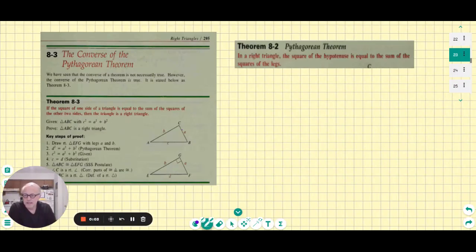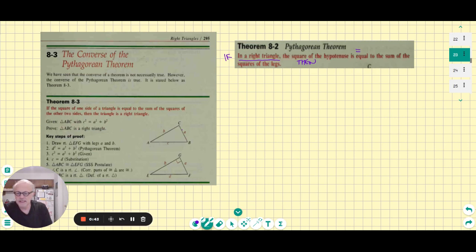All right, we're back. 8-3, the converse of the Pythagorean theorem. Now, if you look back to the last section, we said that in a right triangle, the square of the hypotenuse is equal to the sum of the squares of the legs. If we switch the if and then statements, we'll get the converse, 8-3, which says if the square of one side of a triangle is equal to the sum of the squares of the other two sides, then the triangle is a right triangle. So we're just switching if and thens.